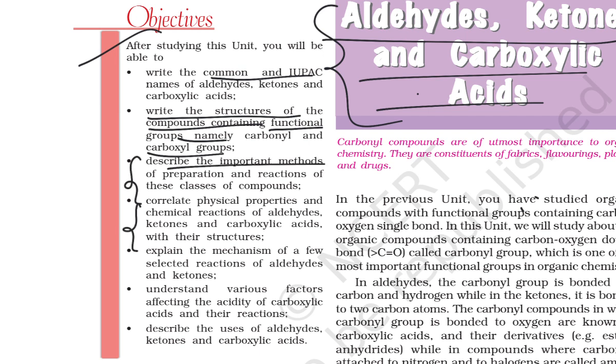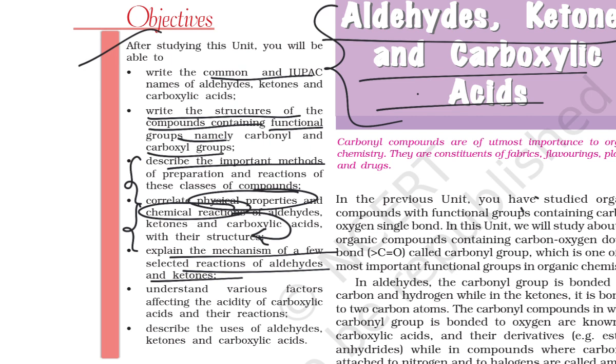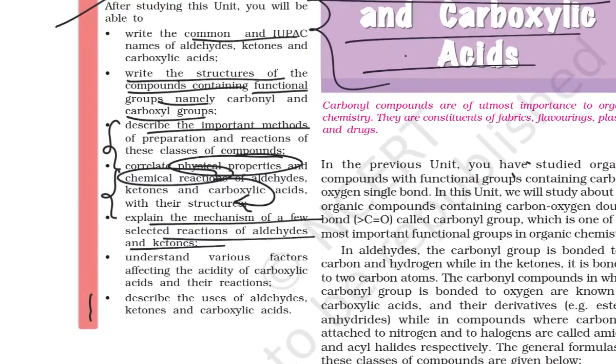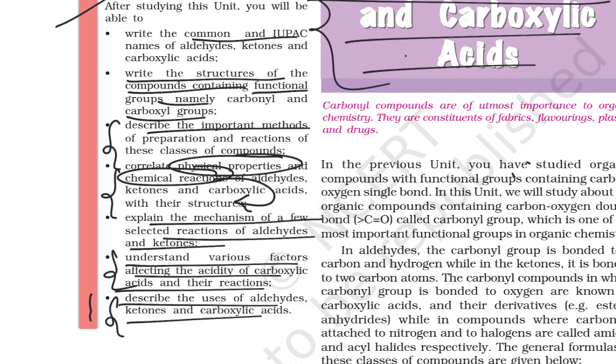Then correlate their physical and chemical properties with their structure. Explain the mechanism of a few selected reactions. We will discuss the mechanism of aldol condensation and similar reactions later. Next, we go for understanding the various factors affecting the acidity of carboxylic acid, such as electron withdrawing groups and electron releasing groups. We will discuss that there.